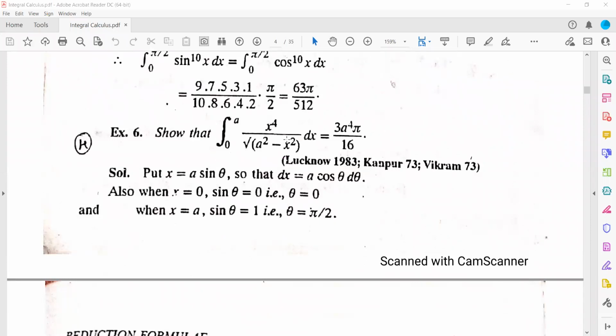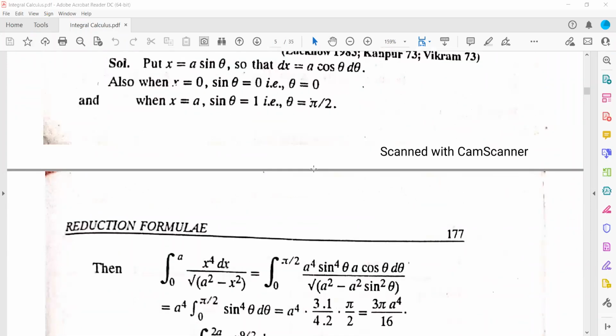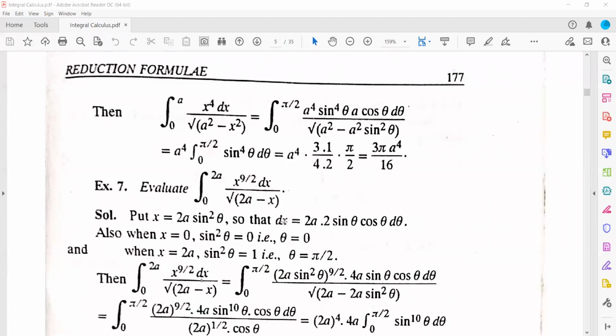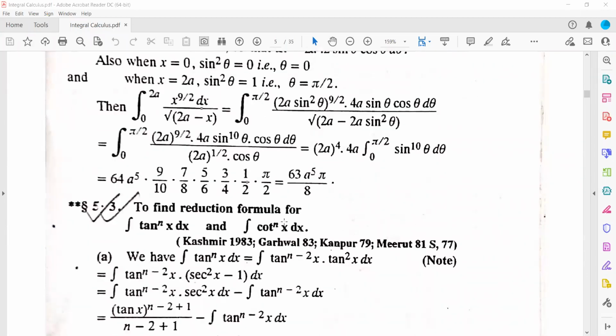So if you put x equal to a sine theta, then after substitution you are getting a to the power 4, integral 0 to pi by 2, sine to the power 4 theta d theta. Obviously now you can use the Wallis formula here, and you will get this result. So there are many problems using the substitution method also. Using the substitution method, you can convert that integration into the Wallis formula form. So you do up to this.